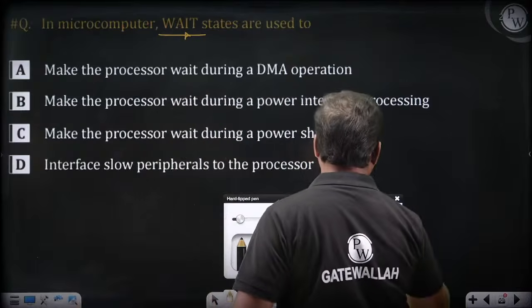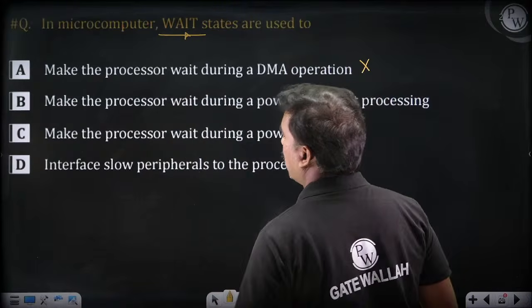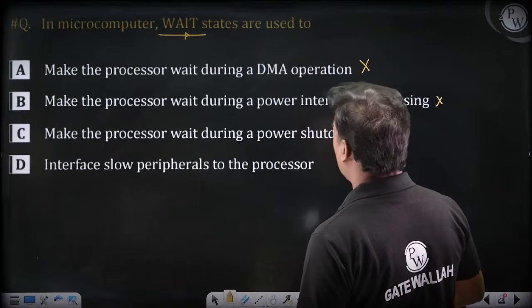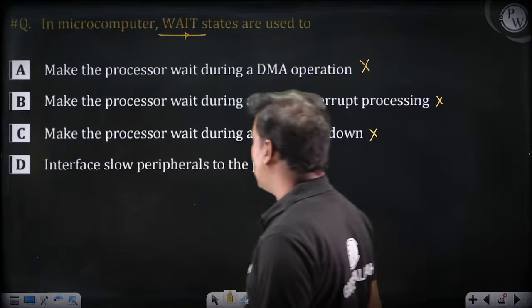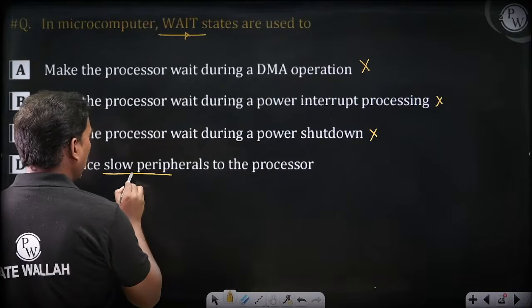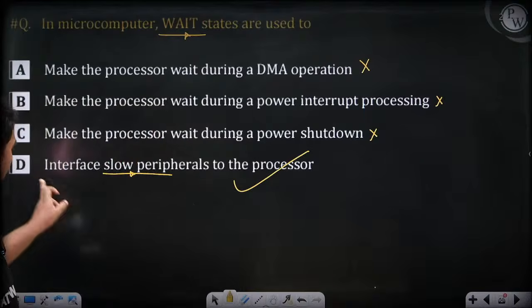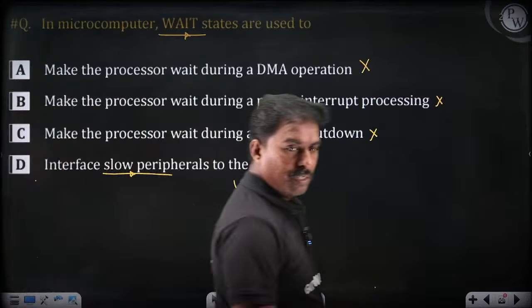It is not only related to DMA operations, so we can cancel this. Make the processor wait during a power interrupt processing? No. Make the processor wait during a power shutdown? No. So interface slow peripherals to the processor. It is to communicate with the slow peripherals. So we can take option D, interface slow peripherals to the processor.